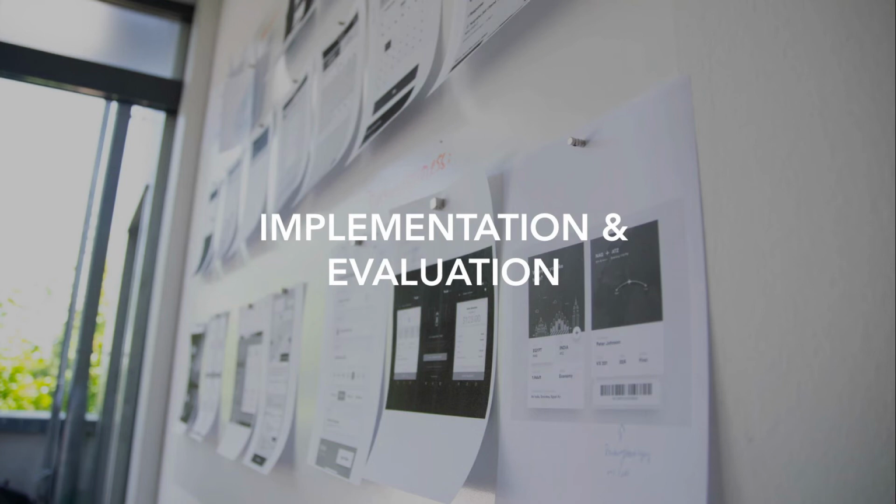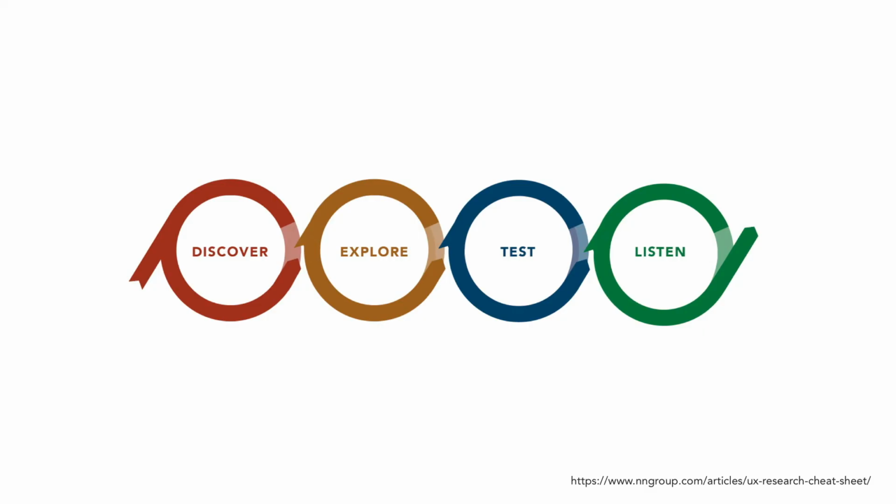So once you've finished your designs and you feel confident in what you've produced, there's the implementation and evaluation stage. Now we look at this four circle diagram that's very common around UX design: discover, explore, test, listen. We've discovered through research and understanding our user base. We've explored different ideas through the concept phase. Now it's time to test the design that we've created and listen for feedback.